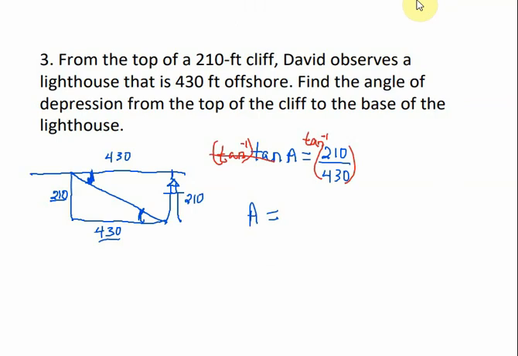And so that I would just put directly into my calculator. Tangent inverse, remember, press the button twice, and I have 210 over 430, and I get 26. Again, it's not telling me what to round to, so it's 26.02, so I'll just say 26 degrees would be my angle. It's the angle of elevation here, but it would be the same as the angle of depression here.